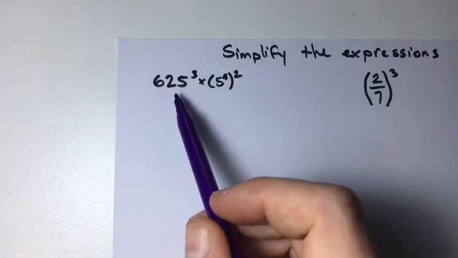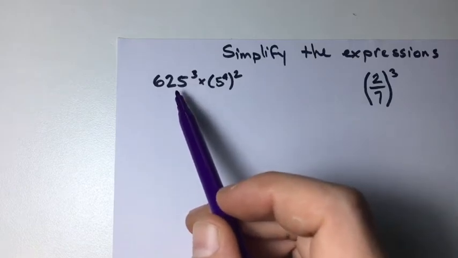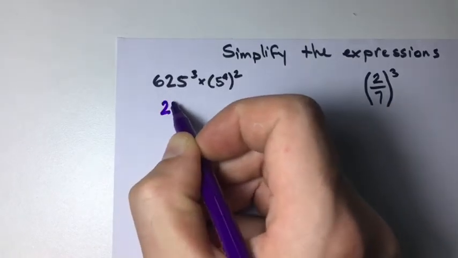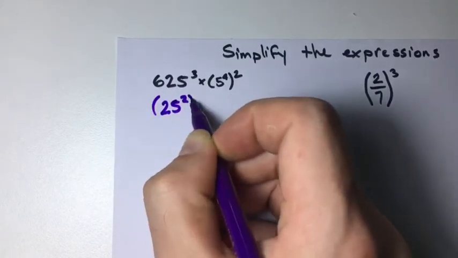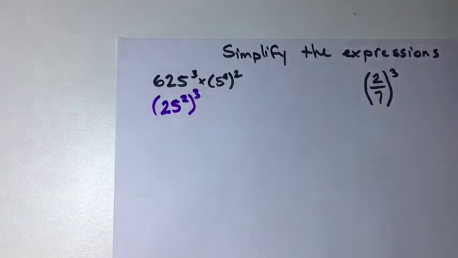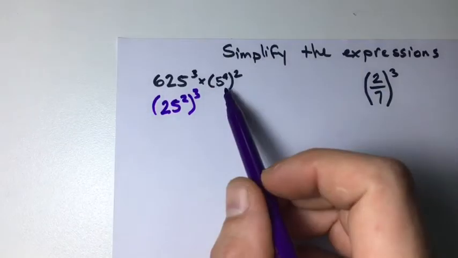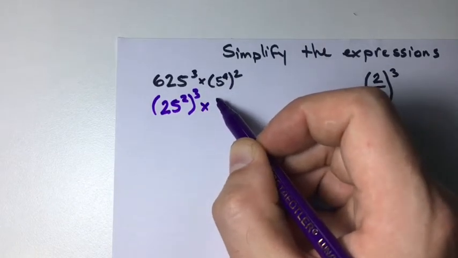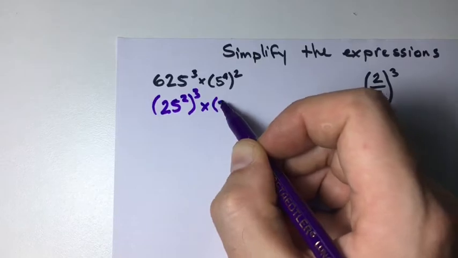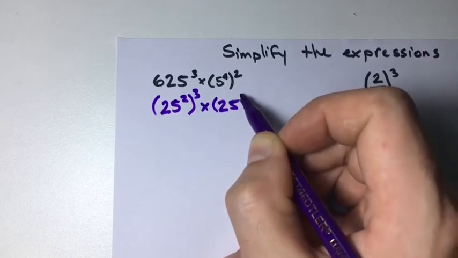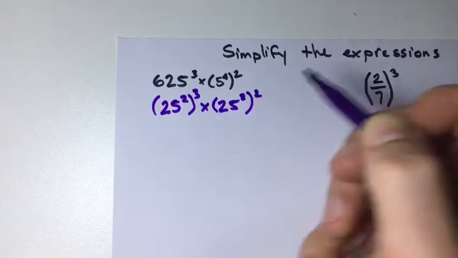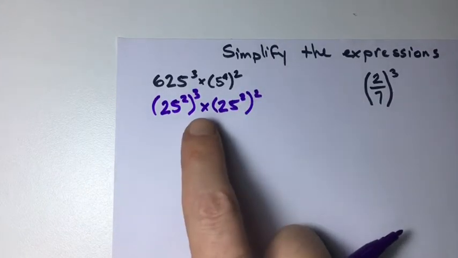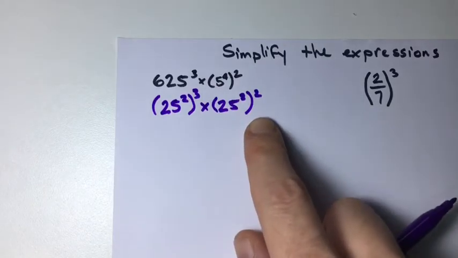Well, looking at our 625 cubed, we know 625 is equal to 25 squared. So we can keep that and raise it to the cube. We also know that 5 to the power of 4 is the same thing as 25 squared, and we're going to keep the square. Now we have the same bases raised to exponents, also raised to exponents.